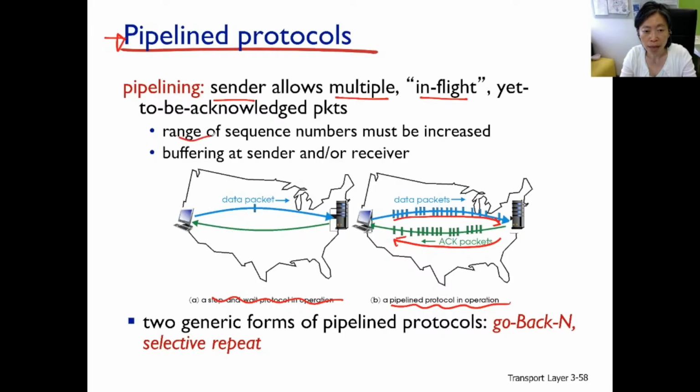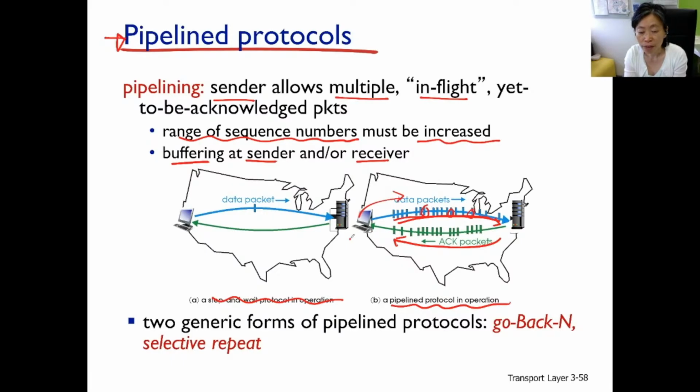So the range of sequence numbers needs to be increased. Previously in RDT 3.0, we used just 1 bit, 0 and 1. But now we need to allow multiple packets going out simultaneously, and we need to make sure that we acknowledge each of these packets. So we need to tell each of these packets in flight apart. The sequence number definitely needs to be expanded. And we'll need buffering at the sender and the receiver side as well. Because, what if multiple of these packets in flight are dropped? They need to be retransmitted again.